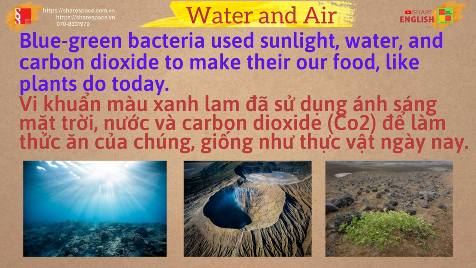Blue-green bacteria used sunlight, water, and carbon dioxide to make their own food, like plants do today.